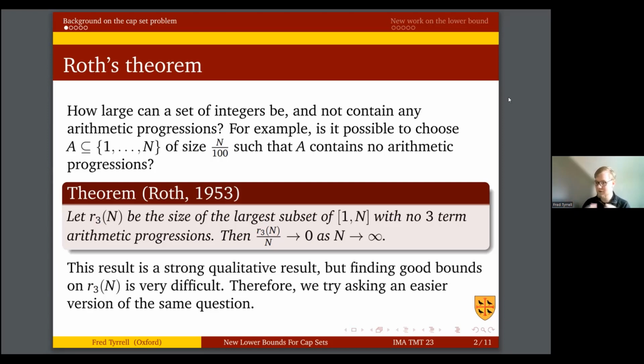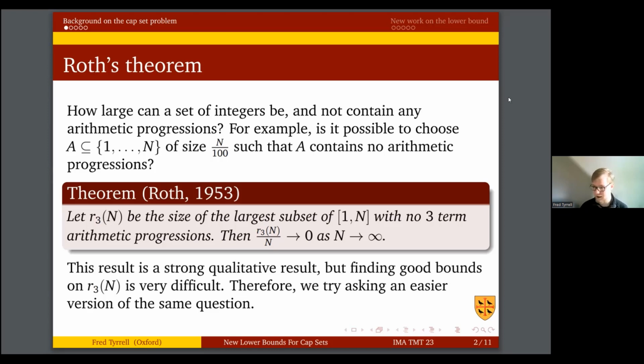As you increase the length of your interval, the biggest progression-free set can only take up 0% of the interval. I won't say too much more about this because there is a talk on this theorem tomorrow, and I don't want to steal their thunder. But this is a very important question in additive combinatorics. It's also a very hard question, and in particular, getting good quantitative results on how big a progression-free set in the integers can be is very hard.